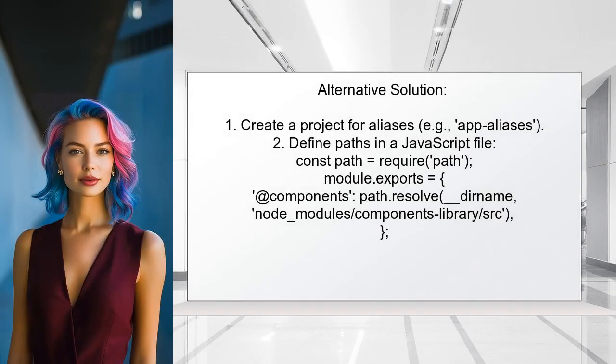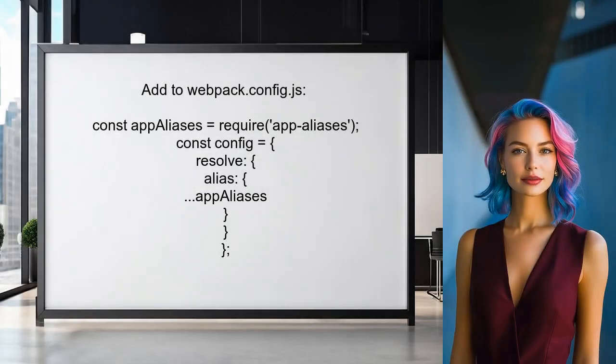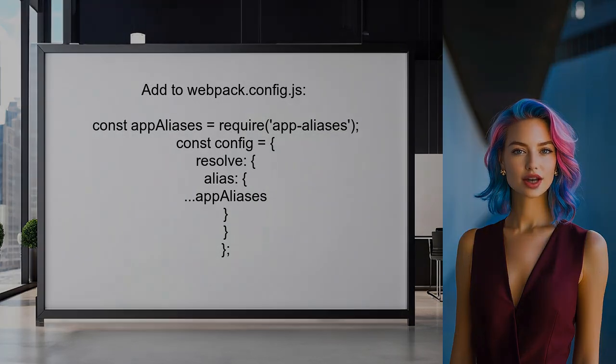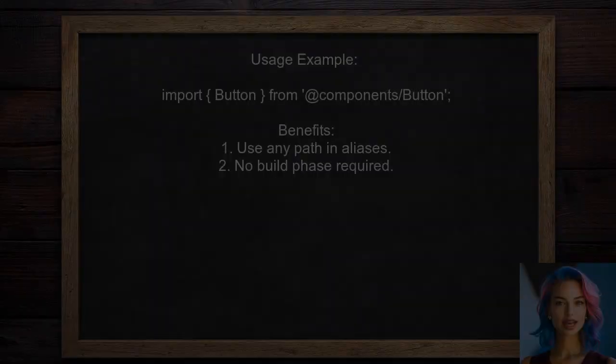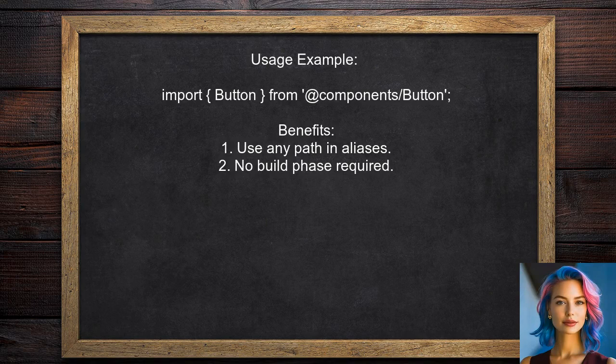One alternative solution involves using Webpack's aliasing system. You can create a separate project for your aliases, which allows for reusable paths to your components. Next, add these aliases to your Webpack configuration in any project that builds or transpiles your code. This way, you can import components using simplified paths. In your runtime code, you can now import components like this: import button from @components/button.